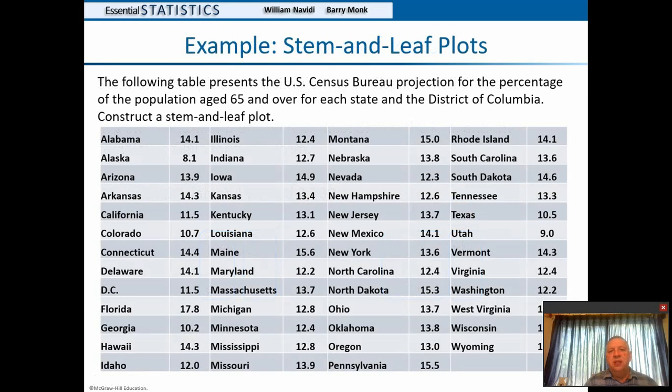The following table presents the U.S. Census Bureau projection for the percentage of the population aged 65 and over for each state and the District of Columbia. Construct a stem and leaf plot for this data.